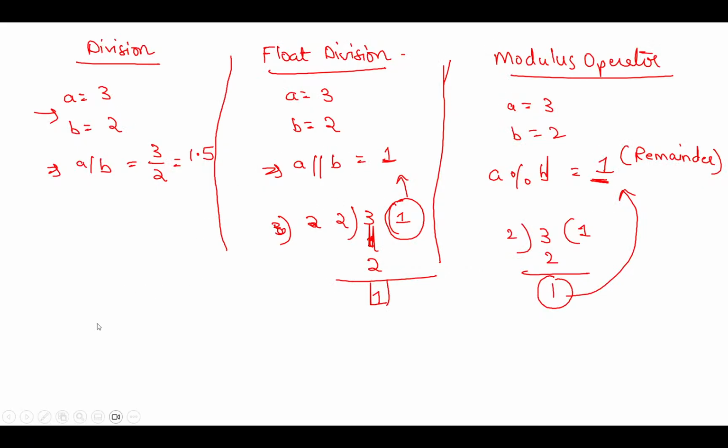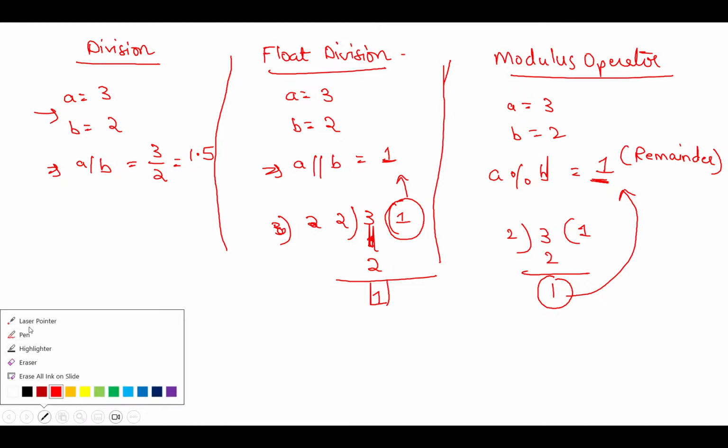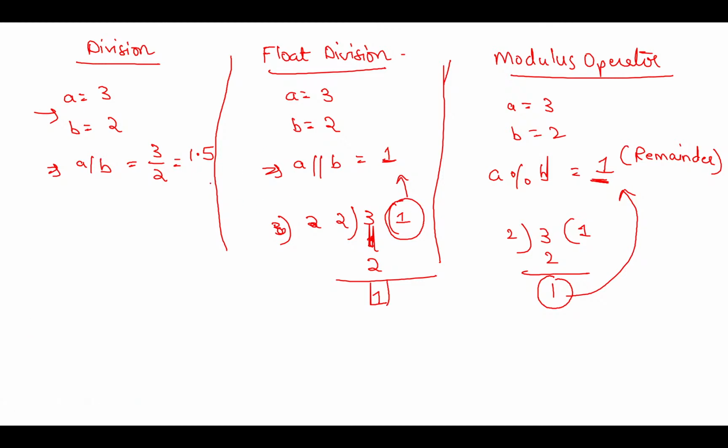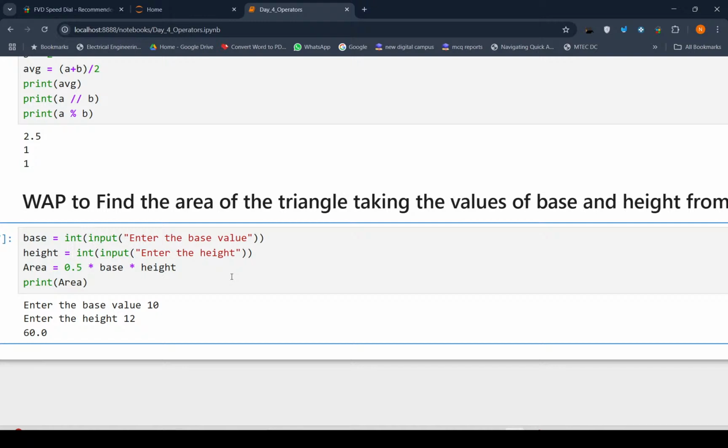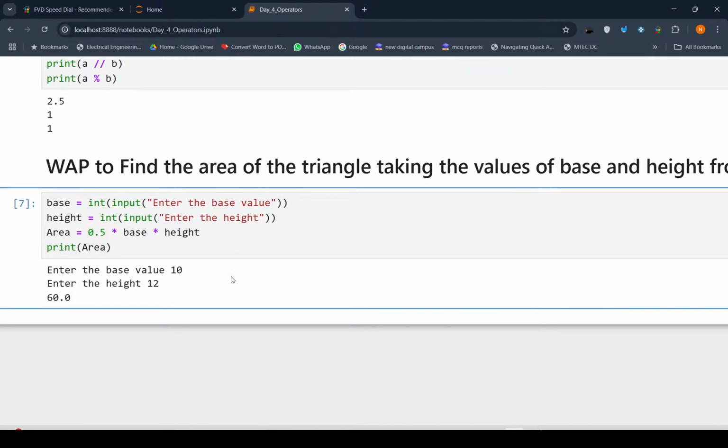So here, we need to calculate half into base into height. Base is 10 and height is 12. So 5 into 12 is 60, which is perfectly fine. So we got the proper answer for this, right?